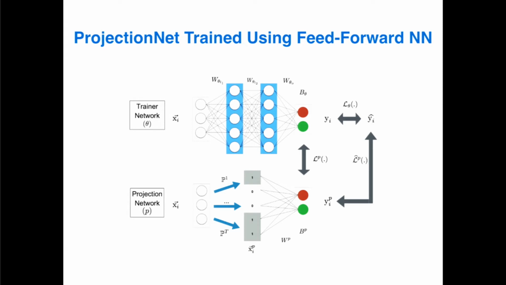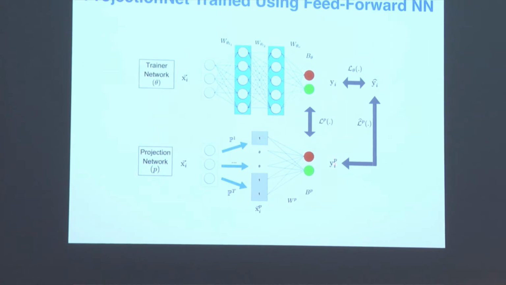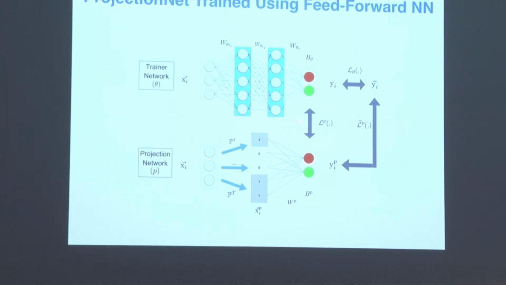You do the same thing for a projection network. You take the same input, apply a set of projection operations, which results in some representations. And the key is what these representations are. After that, you apply some activations, and you get a different set of predictions. There's a loss that compares the projection's output to the ground truth, and also compares the projection's output to the predictions from the trainer network.